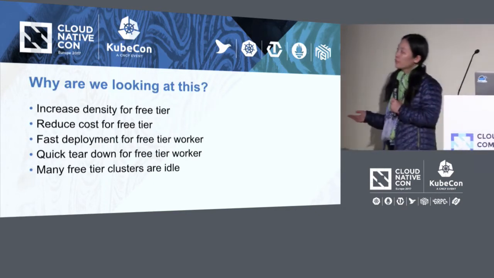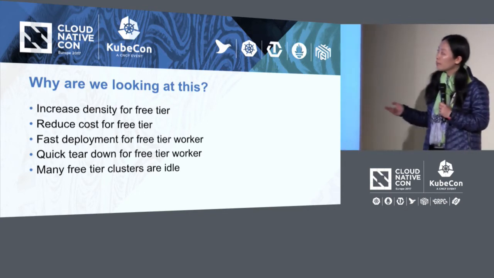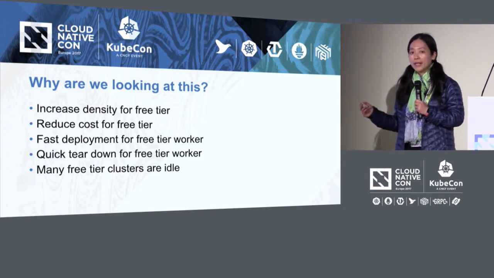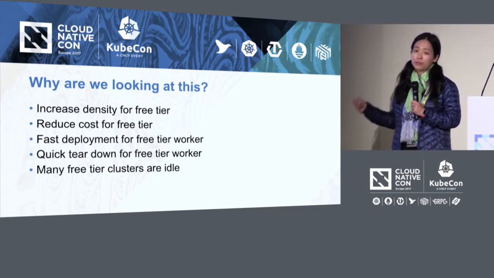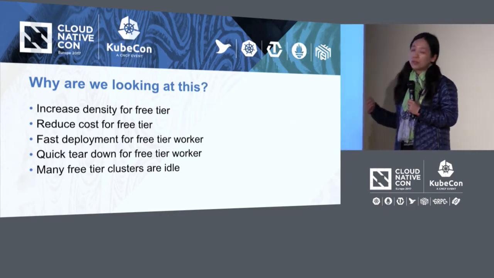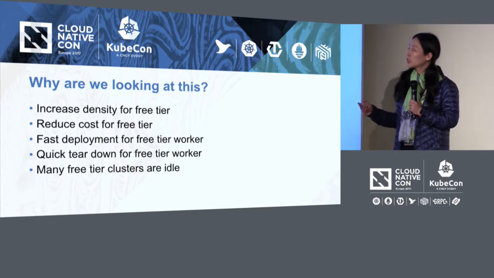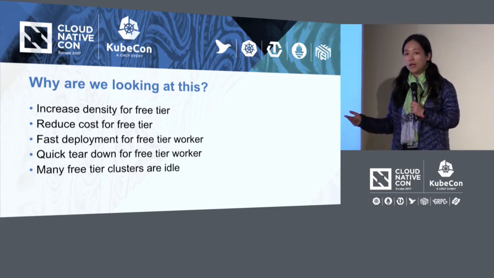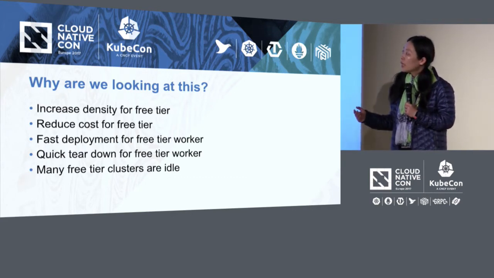So Jason talked about this. It's really about the density for the free tier. Using memory as an example, with a 4-core, 8 gig of memory machine, we want to be able to run more free tier clusters and get more bang for the money. We want to reduce the cost. We want to be able to deploy faster. You can probably tell from our demo today, our free tier does take 5 to 10 minutes to stand up because of the VM provisioning and setting up the kube master and the worker and all that.